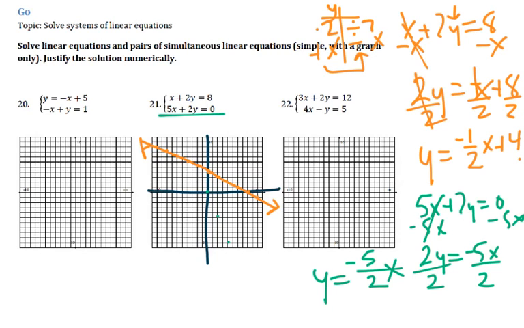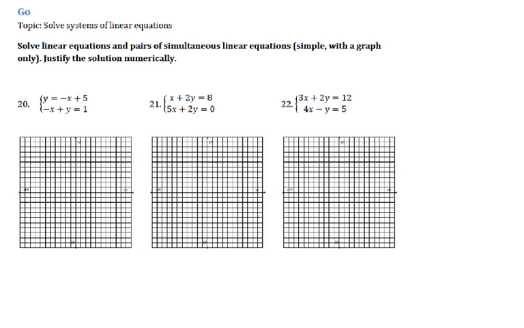Or up 5 and over 2. Up 5 and over 2. So we should be able to see where they cross right there. Just that point should be what? Back 2, up 5. So negative 2, 5. Okay, there we go. Now the last one, same process.